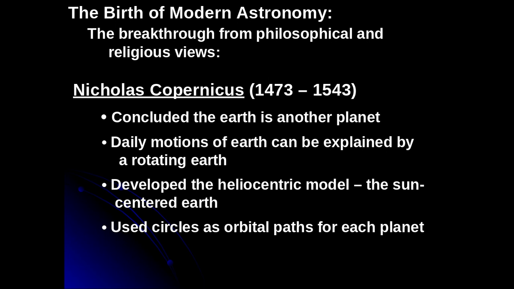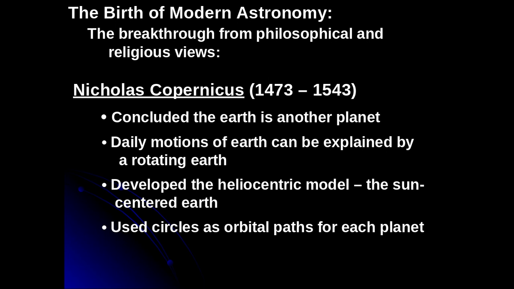He concluded that daily motions of the Earth can be explained by a rotating Earth. So this time the Earth is not motionless, but in fact rotates, creating rising suns in the east and setting suns in the west. And so he developed the heliocentric model, where the sun is now in the center, and used circles as orbital paths for each one of the planets.